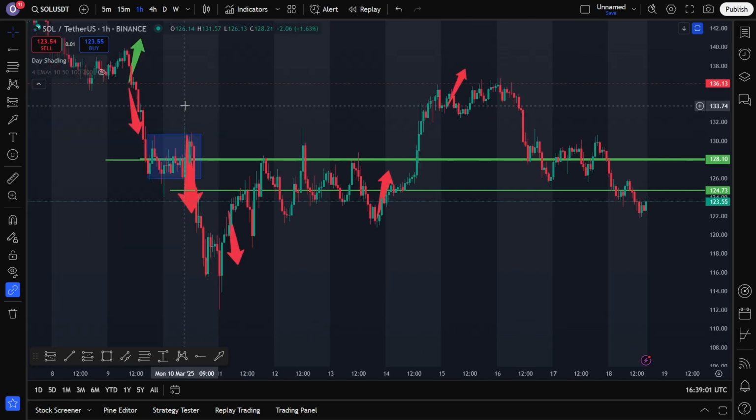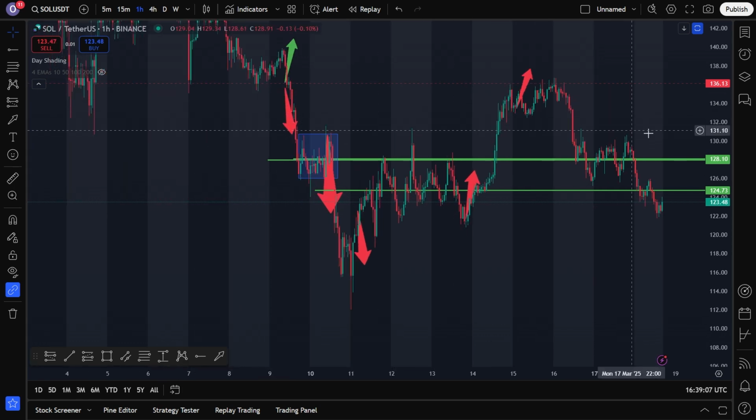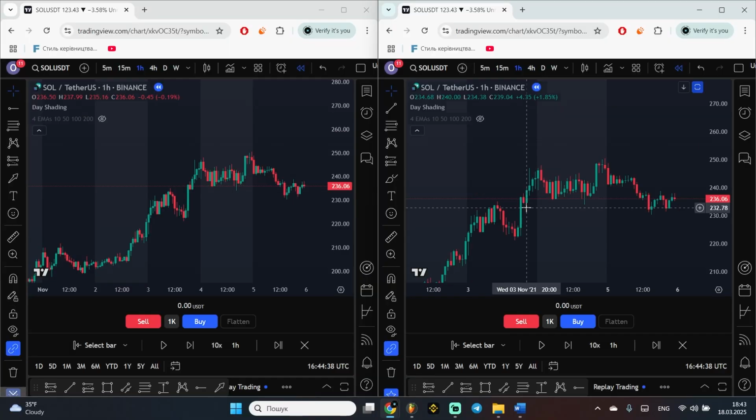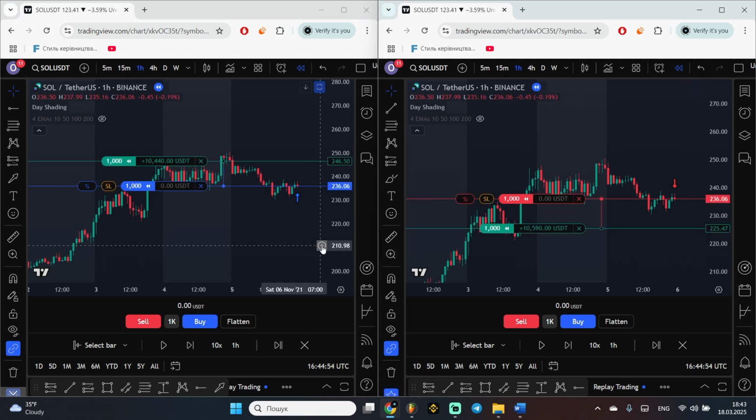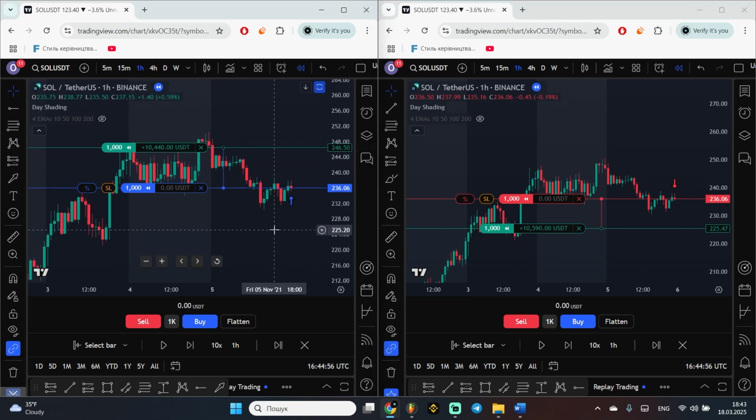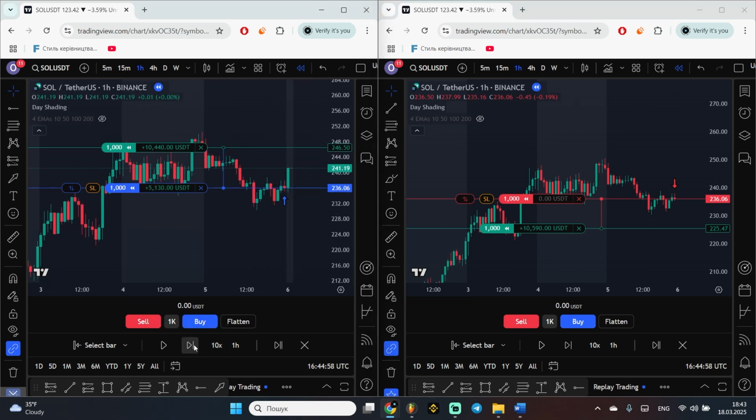But what if the price just keeps on going in the same direction without ever reversing? Let's take a look at such example. To simulate hedging, I would have 2 graphs open. On the left one, it would be long graph. On the right one, that would be short graph. So let's open up the position. Long, short. For our long, we would have the next level and the previous level for our short. Let's begin with long.